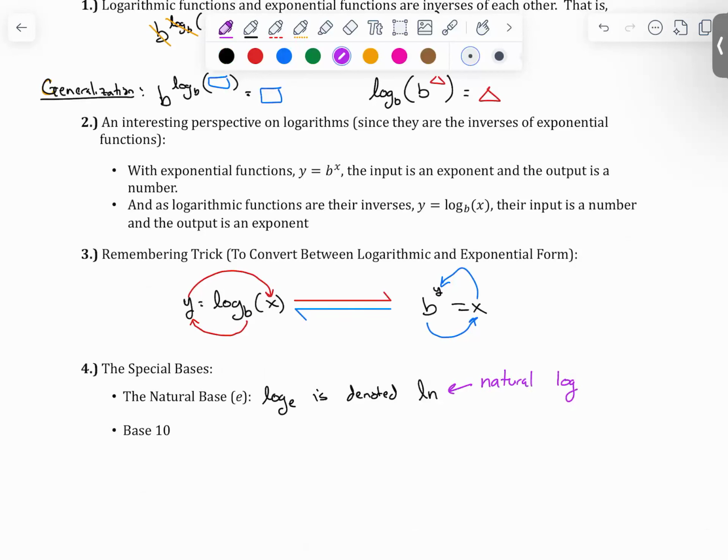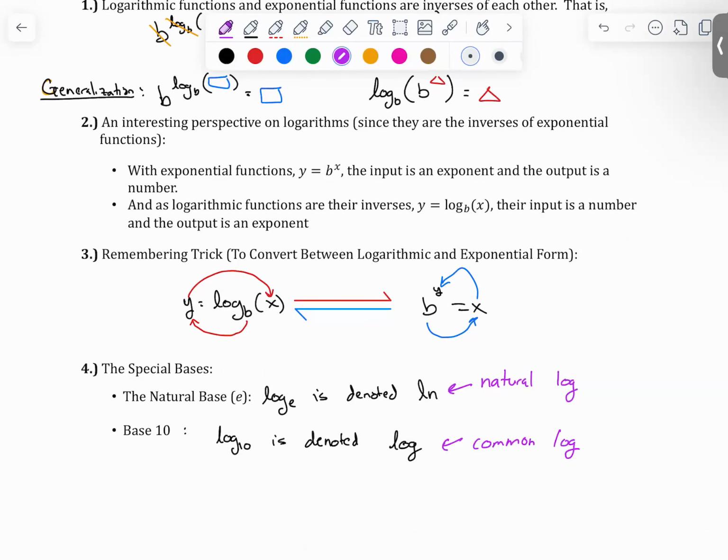And then if you have a base 10 logarithm, that is, you've got log base 10, and it's denoted just log, no base at all. And that's the common logarithm. So if you see ln, that means that the log base is e, and if you see just log with no number, that means that the base is 10.